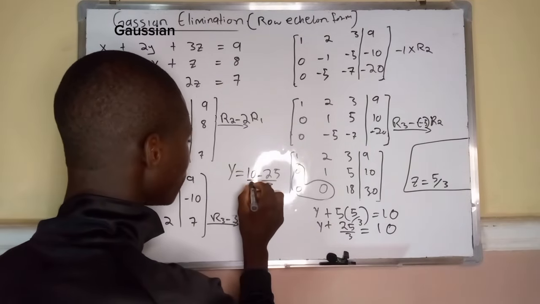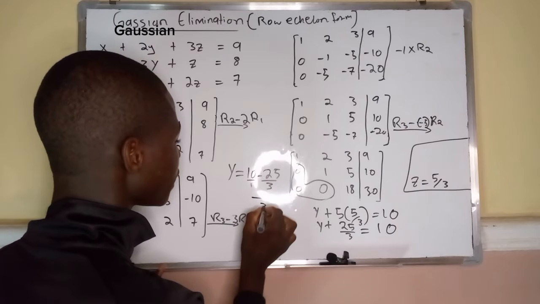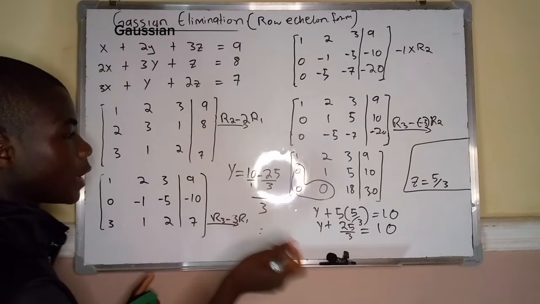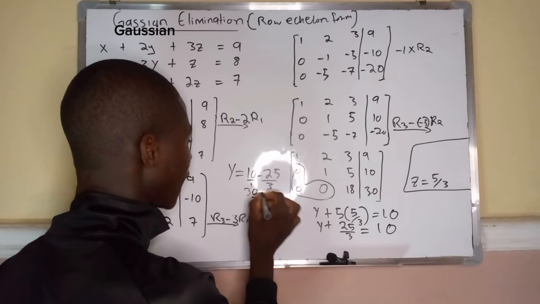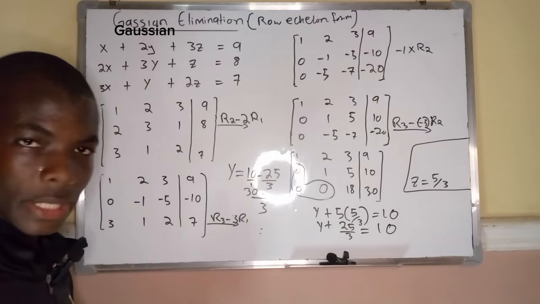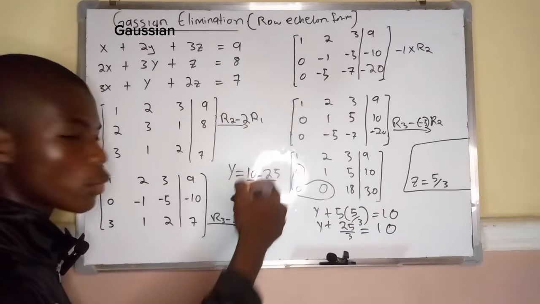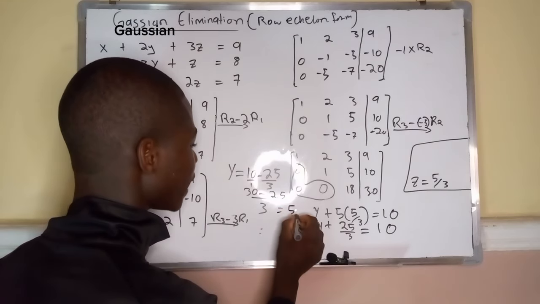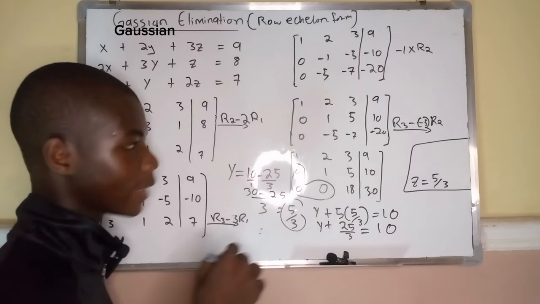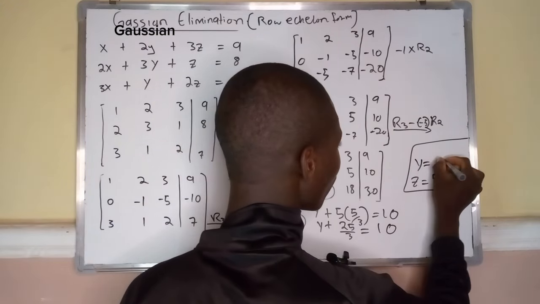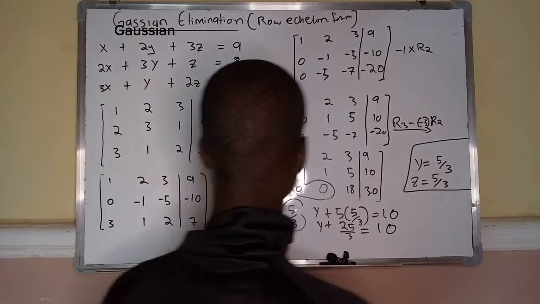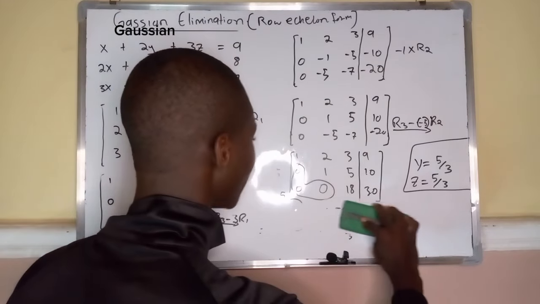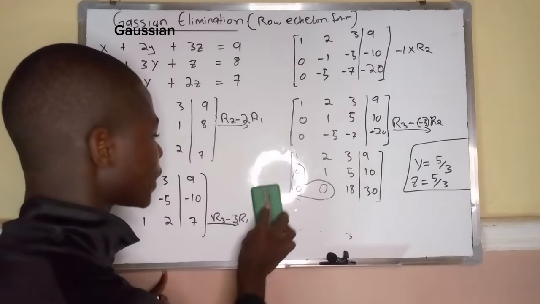And therefore, the LCM is 3. 3 times 10 is 30, and then minus 1 times 25, which is 25. And therefore, I'm having 5 over 3 again. So therefore, the value of y is also 5 over 3.